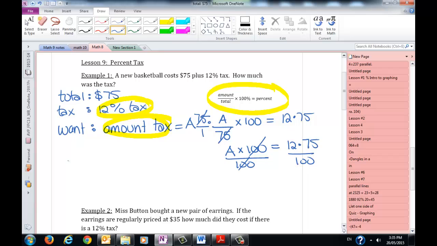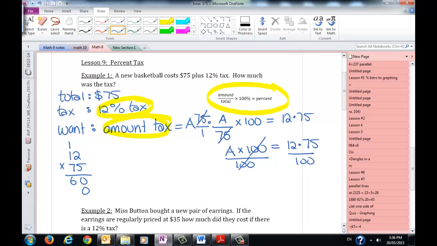Notice that I haven't actually simplified the 12 multiplied by 75 or done any cross division, and that's because I realized that when I divide by 100, I'm just going to be moving the decimal place over twice. So let's multiply 12 by 75 in our column. 5 multiplied by 2 is 10. Put down the 0, carry the 1. 5 multiplied by 1 is 5, plus 1 is 6. I'm going to drop my 0.